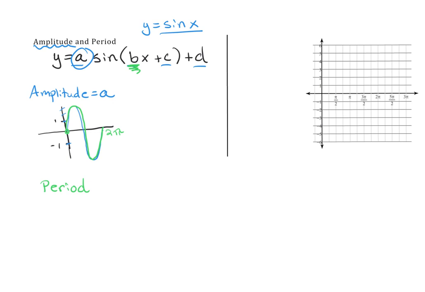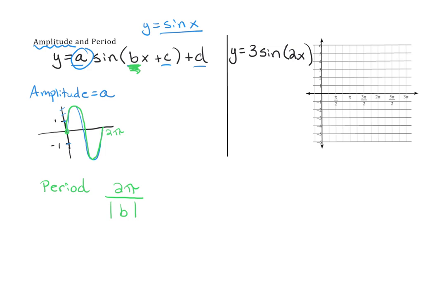So the normal period is 2 pi. To transform it, the period is going to be 2 pi divided by the absolute value of whatever that b is. Now we're going to take that information and graph this function. We're going to graph y equals 3 sine of 2x.